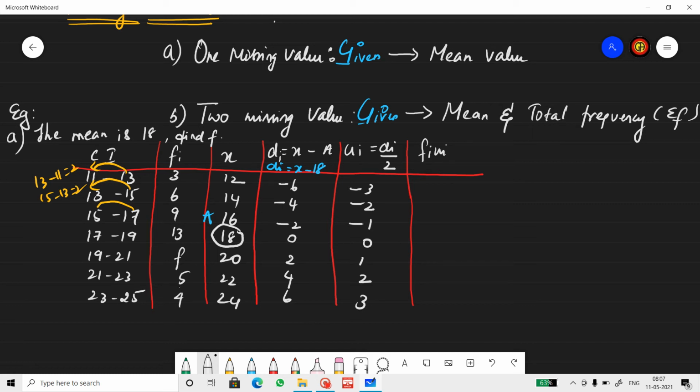Last column fi into ui, multiply f with u. So you get what? 3 into minus 3, minus 9. 6 into minus 2, minus 12. 9 into minus 1, minus 9. And then 0, f, 10 and 12. How 10? 5 into 2 and then 4 into 3. So now we found the fiui column. Now let's find the totals.